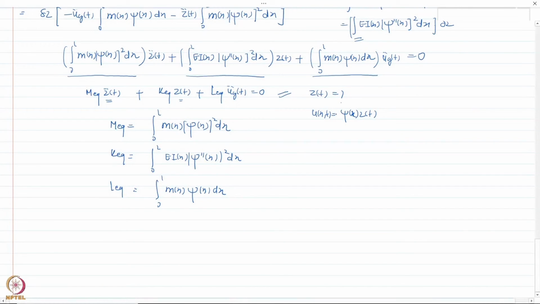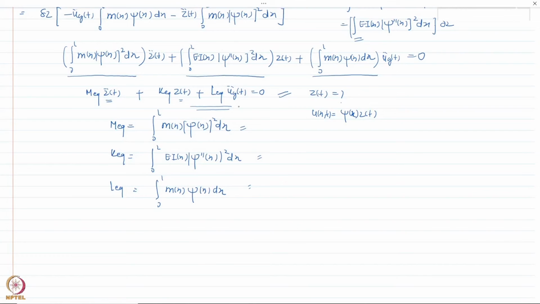And that is how we solve any type of continuous system. We assume a shape function. Utilizing that shape function, we find out what is the m equivalent, k equivalent, and L equivalent. And then once that is found out, we solve this second order differential equation to get the value of z(t). So this is the procedure that we would be following to solve a continuous system.